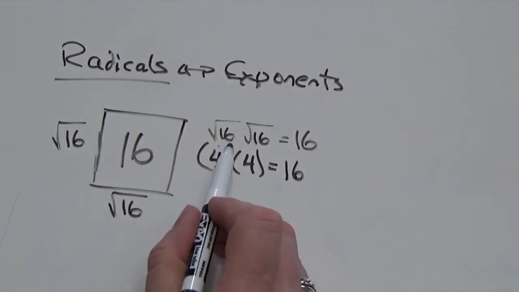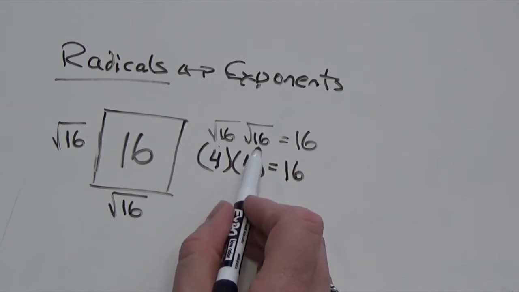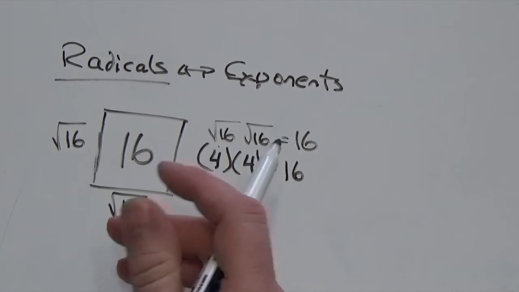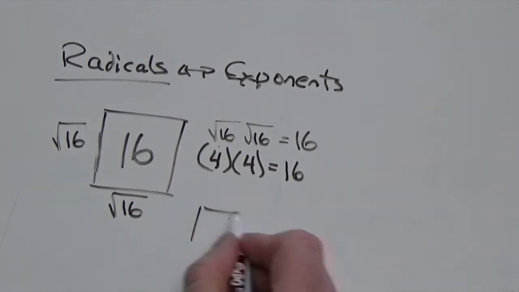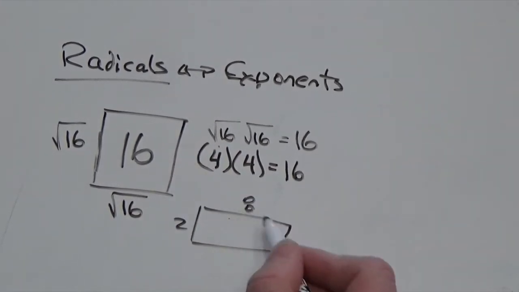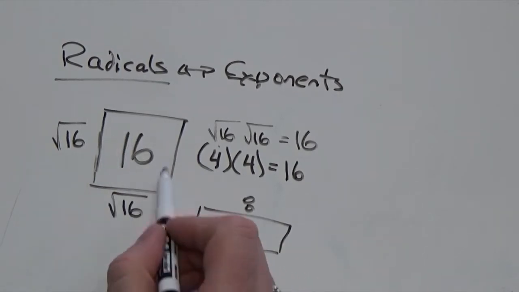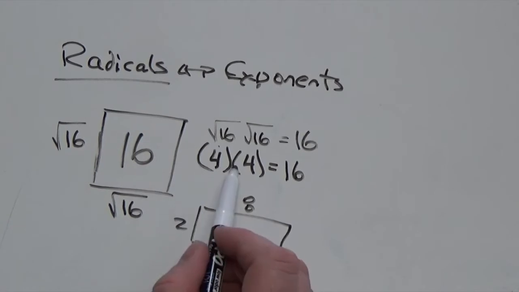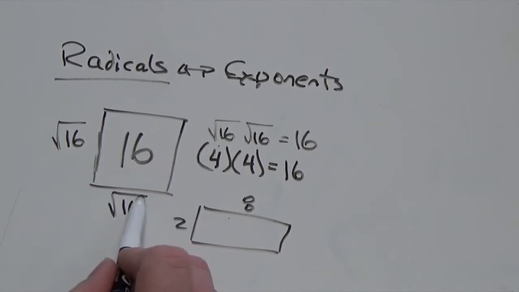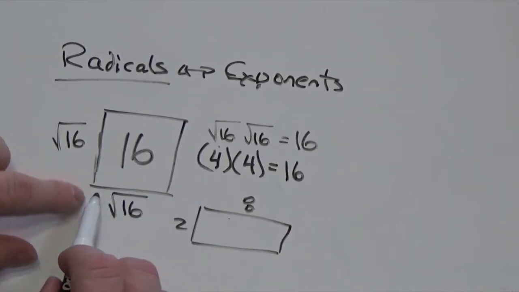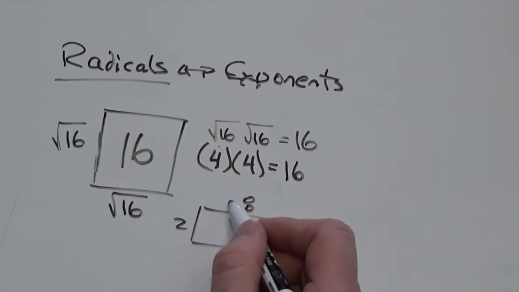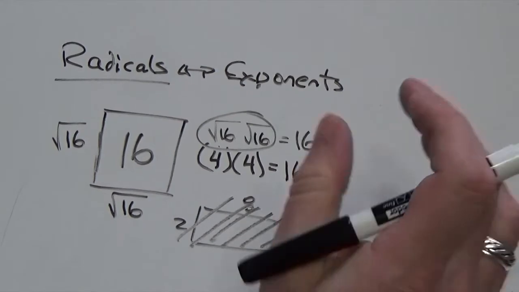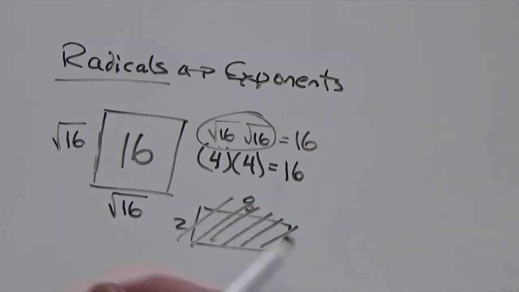Now, it can't be 2 and 8. 2 times 8 also gets me 16, but that would produce a rectangle, right? 2 by 8, and that's not what I'm asking for. I'm asking what the dimensions of a square would be. Well, there's only one number I can put on this side that gets me 16, and that's got to be 4 and 4. It's not a rectangle. It has to obey this rule because we're talking about a square.